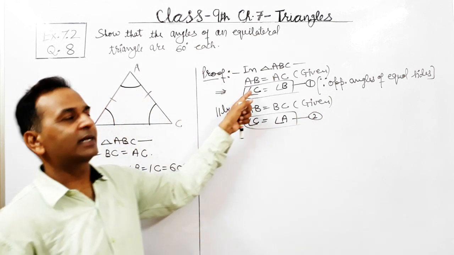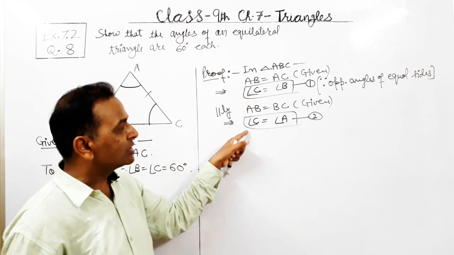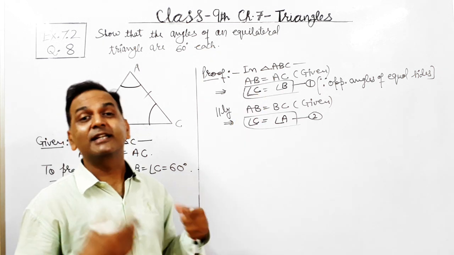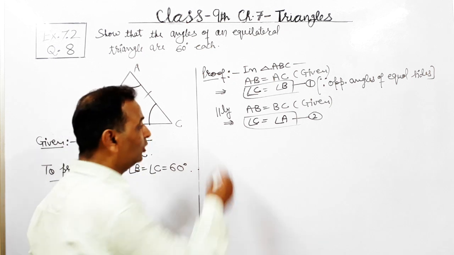And now from result number 1 and result number 2, what can be written? Because in these two results we can observe very clearly that angle C and angle C is the common angle. That means we can compare these two results.